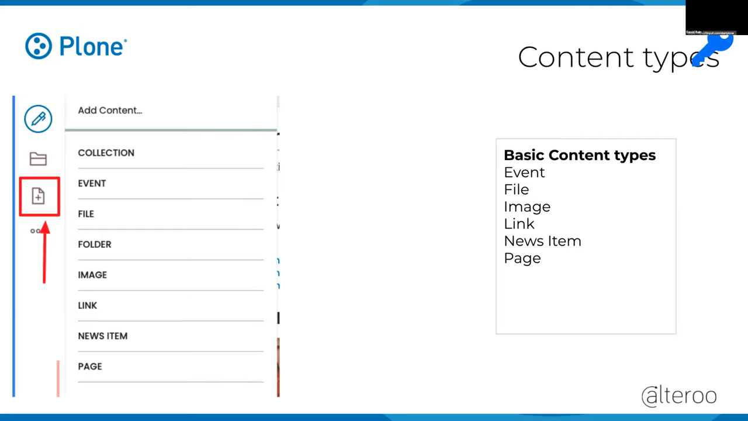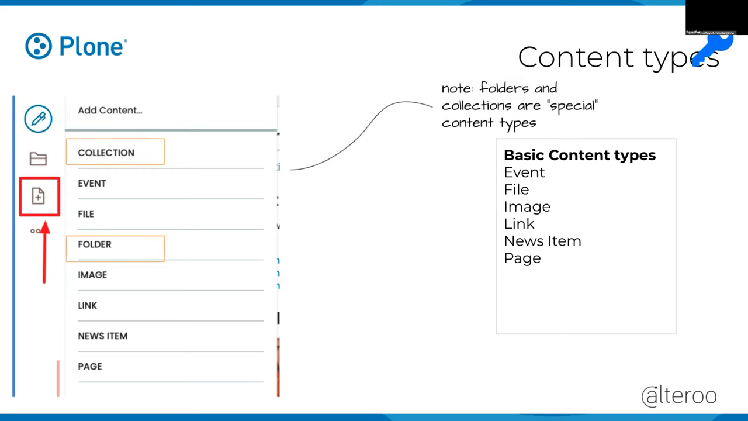Content types are added through the add menu. And as you can see here, we have a couple different types of content. And these are the common ones. And then we have some special ones among these, which are special because they can contain other content. So a collection serves to aggregate content based on criteria. And a folder aggregates content that it holds within itself. So they behave slightly differently, but effectively they act in what is sometimes referred to as a containerish manner.